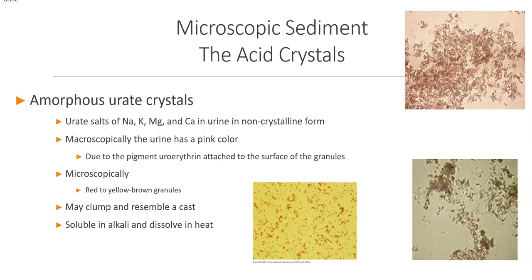They may clump and resemble a cast, which we'll talk about later on, and they're soluble in alkali and dissolve in heat. Concentrated urines of an acid pH may have amorphous urates, and they do not have any clinical significance. When there's quite a bit of urates present, the urine may be amber in color and show a precipitate called brick dust. And the problem with the amorphous crystals is there can be so much of them that they can occlude or cover up microscopic elements of importance like red cells and white cells.